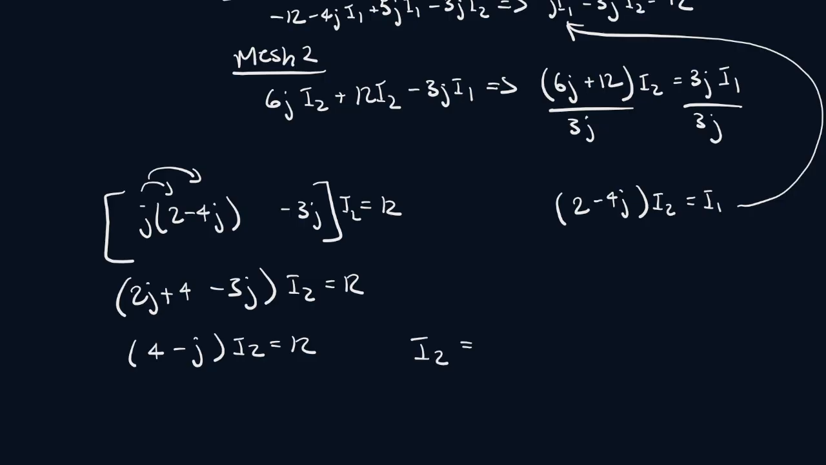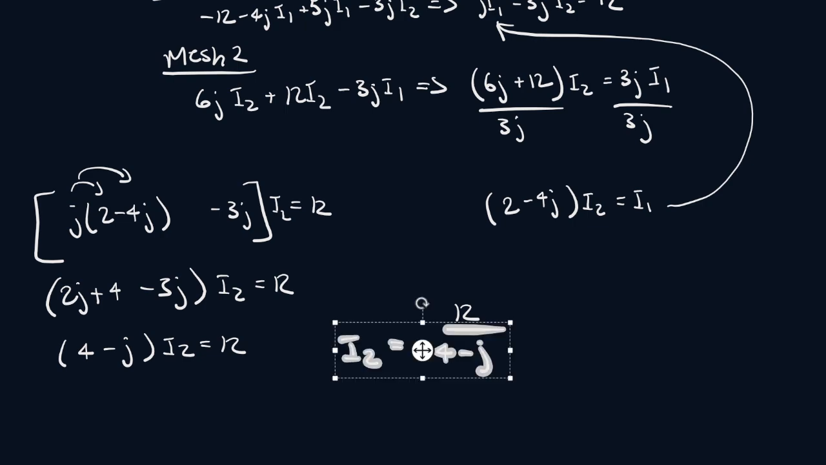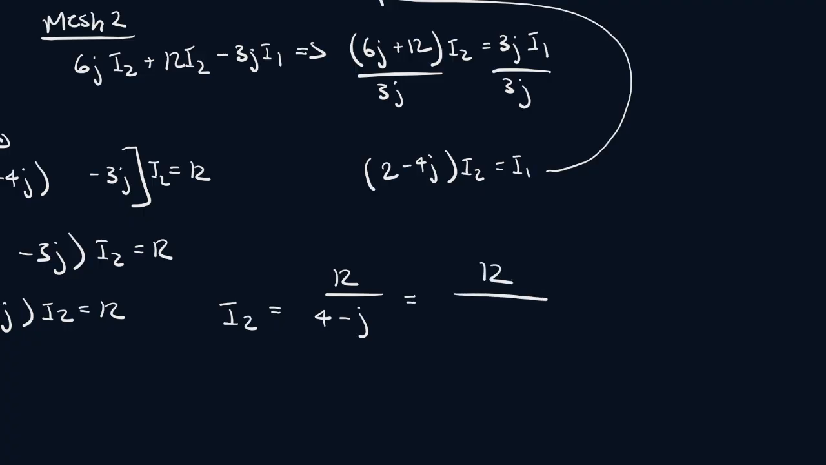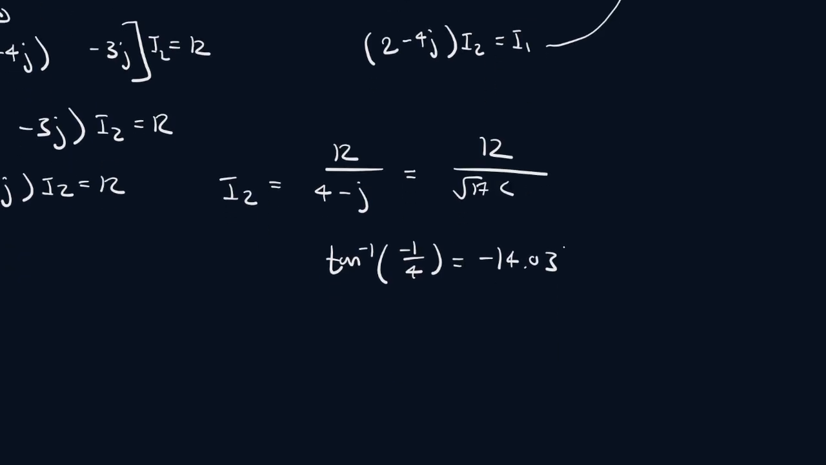Now I2 will be 12 over 4 minus j. Let's convert this into phasor format. So 4 squared plus minus 1 squared, to the square root. That's just the square root of 17. And then the phasor is tan inverse of minus 1 over 4, which is minus 14.03 degrees. Double check this on the Cartesian plane. So that's down here.